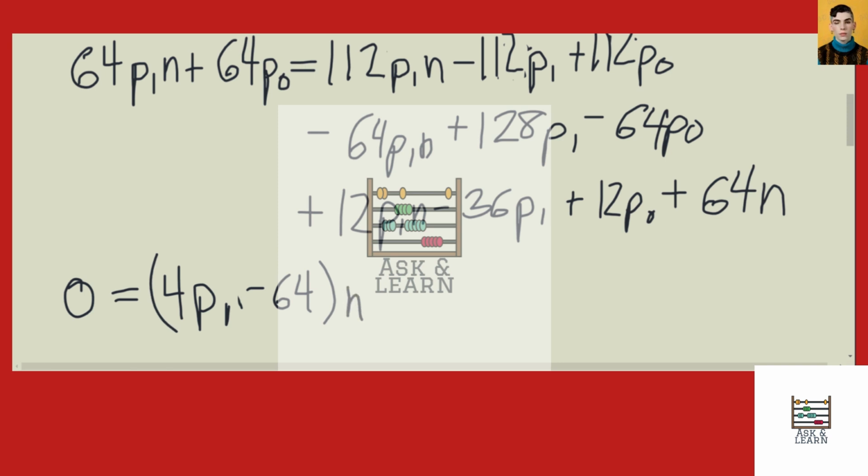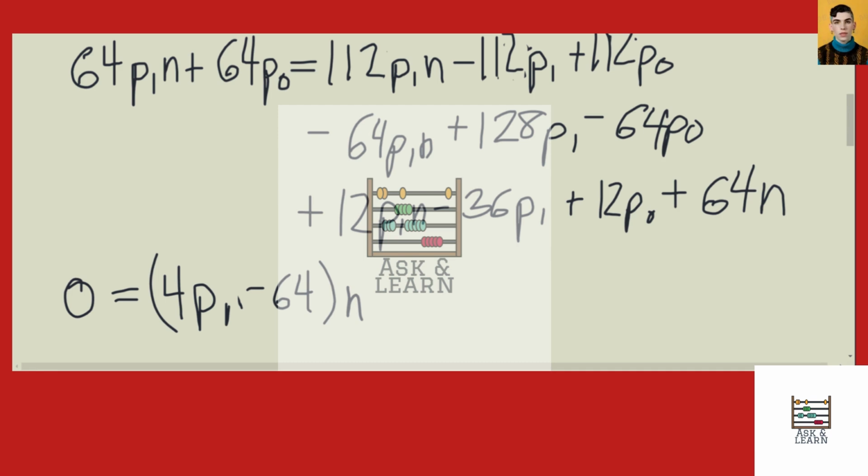So instead, if I move all the terms to the left-hand side, we have 64 plus 64 is 128, and then subtract from that 124, we get 4 p1 times n, but we also have minus 64 times n.